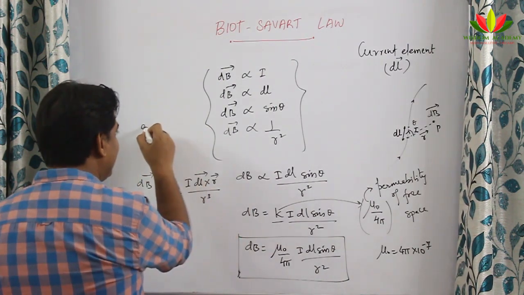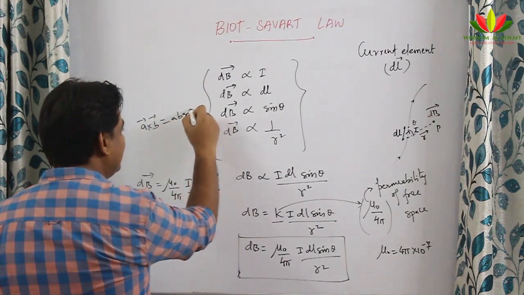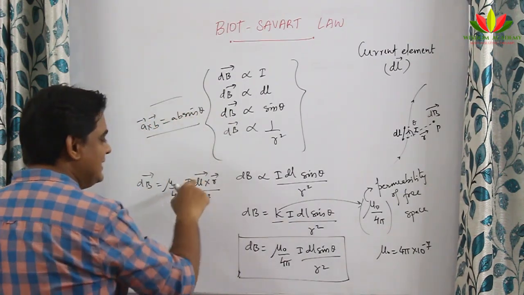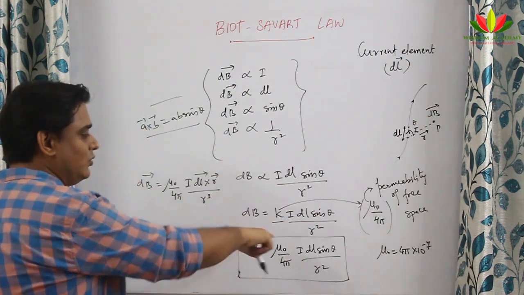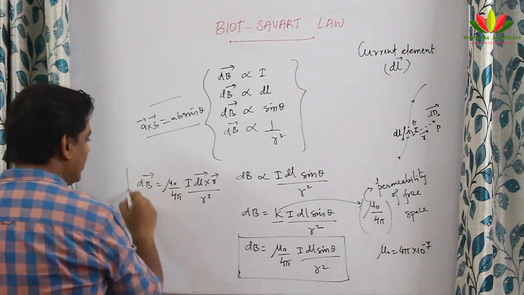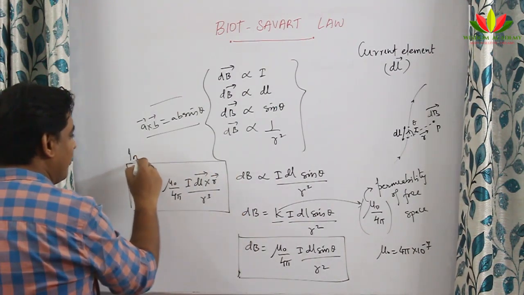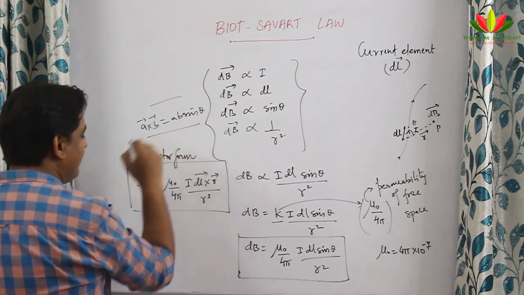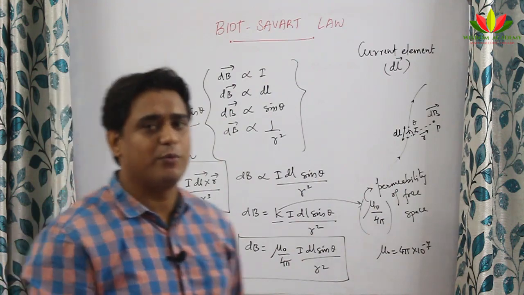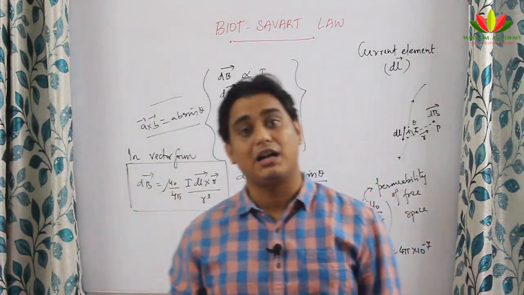Because I know that a cross b gives you ab sin theta. So here it will become dl r sin theta, r and this r will get cancelled. So you will get the same expression that you got from here. So this is the vector representation of magnetic field. So in vector form we can write that the magnetic field vector is equal to mu naught by 4 pi I dl vector cross r vector by r cube.